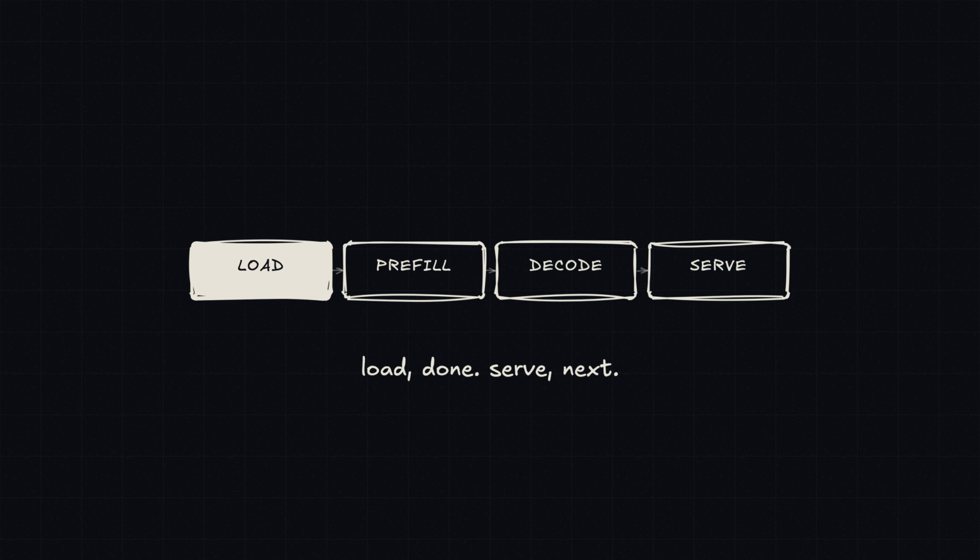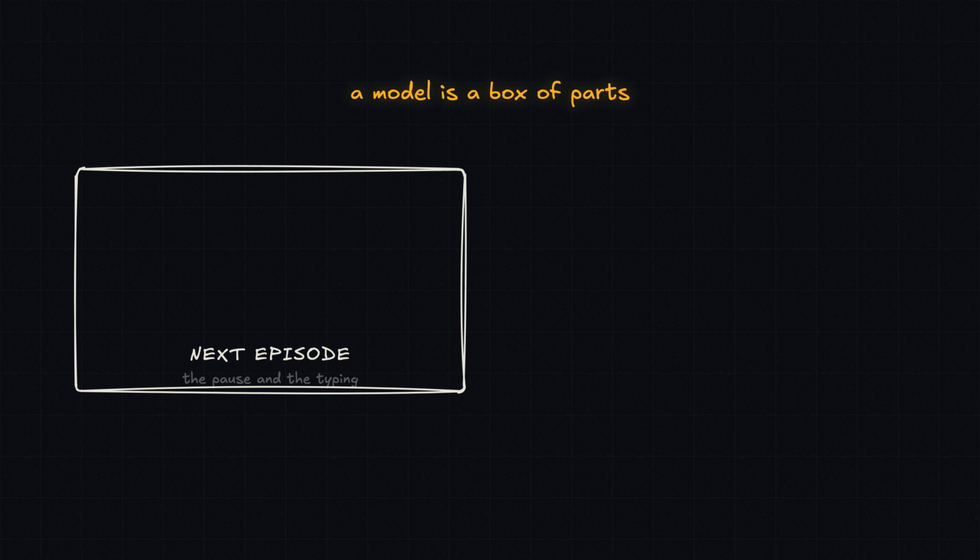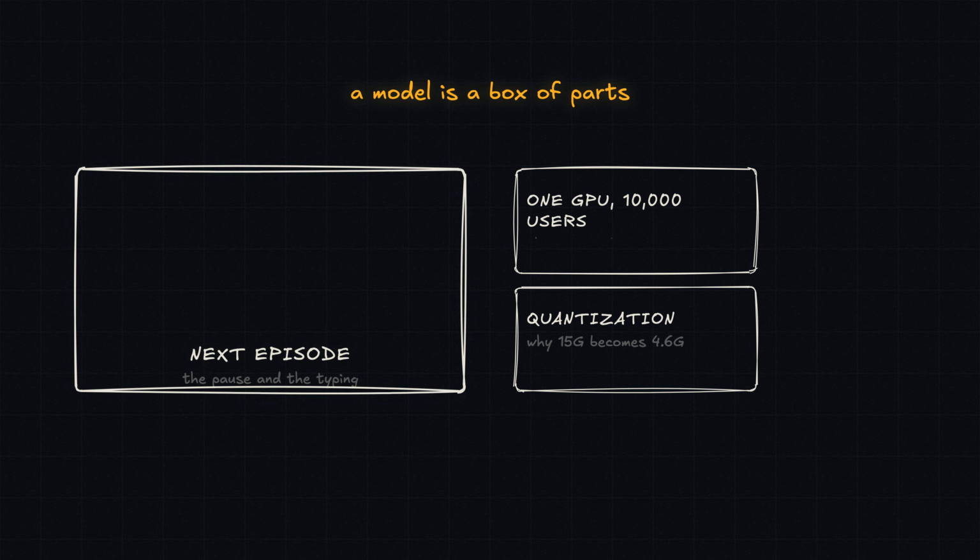Next episode, the pause and the typing. Because reading your prompt and writing the answer are 2 different programs, one of them wastes the most expensive chip on Earth, and your API bill has known it all along. A model is a box of parts. Now you know the assembler. Next, you watch it work.